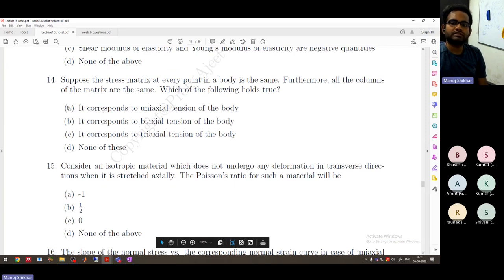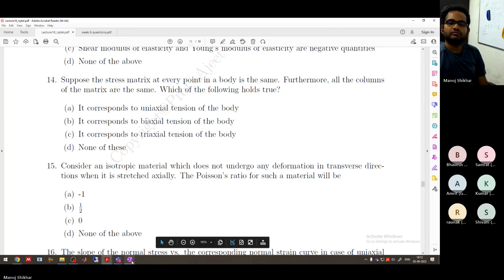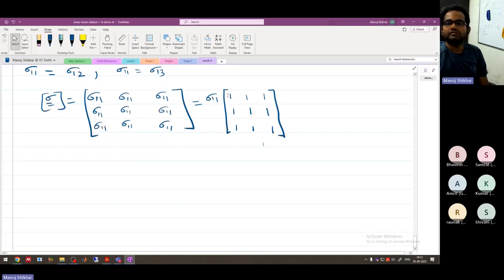So the question is, does it correspond to uniaxial tension of the body? We can see that for uniaxial tension, all the diagonal components except the first will be 0. But here they are not 0, so it is not uniaxial loading.